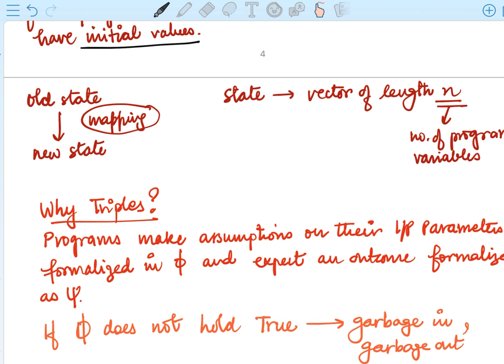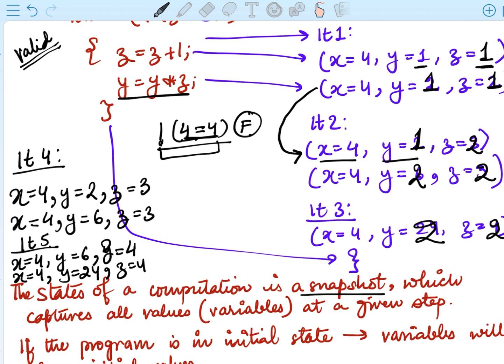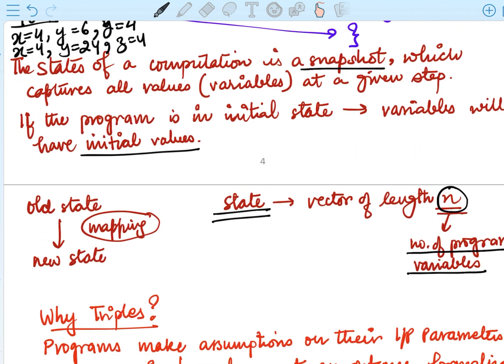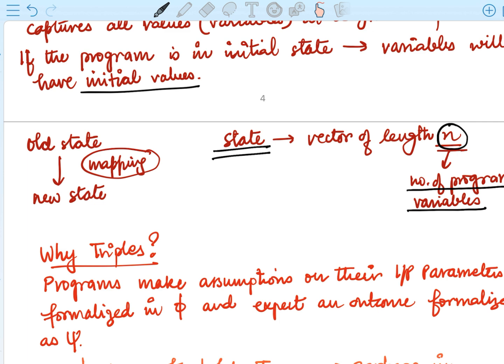Now, state is a vector of length n, where n is the number of program variables. So what I said before was that state is a vector of length n. What is this n? N is the number of program variables. In this case, we have program variables y, z and x. That is why we have a vector of length n. So we have 3 values in one state.